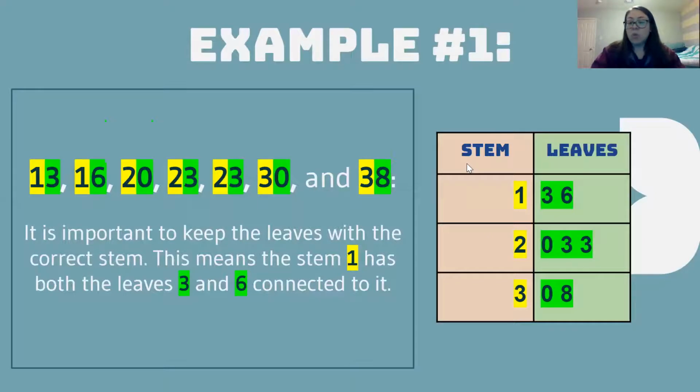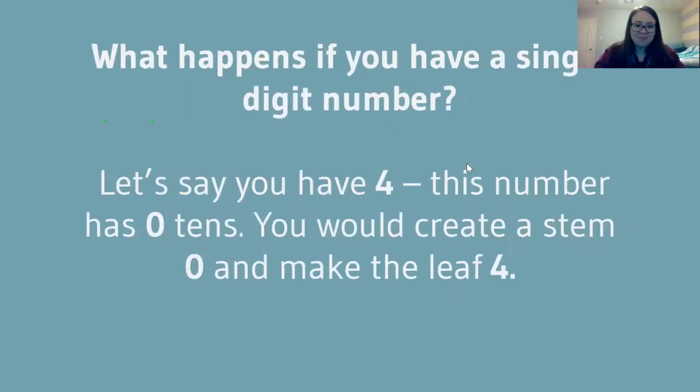And then this is just more clarification, just in case. We can go through more numbers if they needed it. I would ask at this point if they had any questions, or give me a thumbs up we can continue. But then I would just emphasize how both the leaf and the stem are connected. They're not separate. It's not separate numbers. It's one number, the 1 and the 3, the 1 and the 6, 2, 0, 2, 3, and so on.